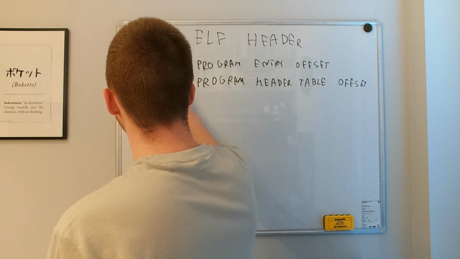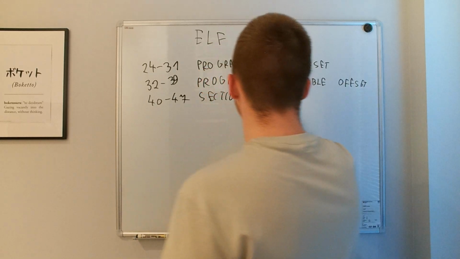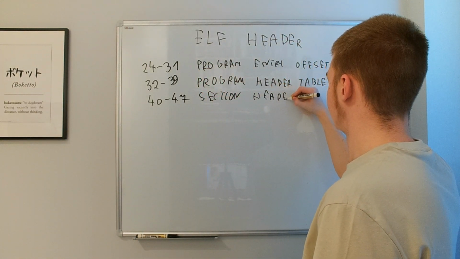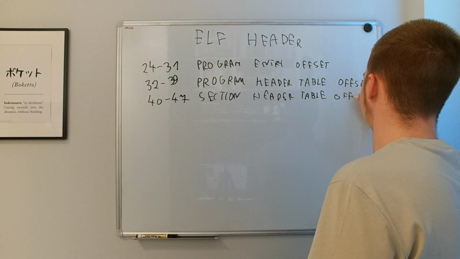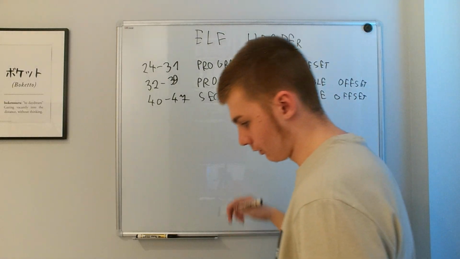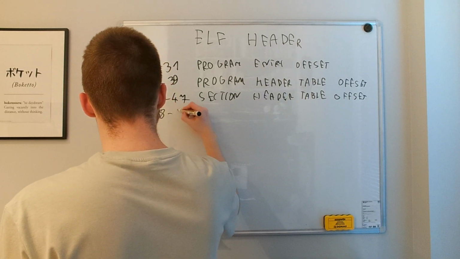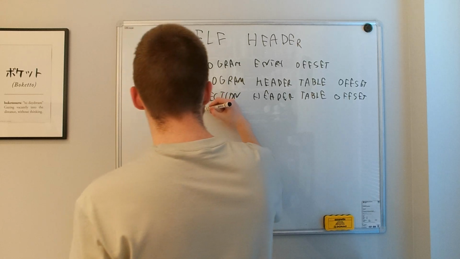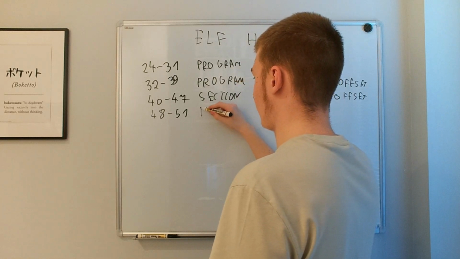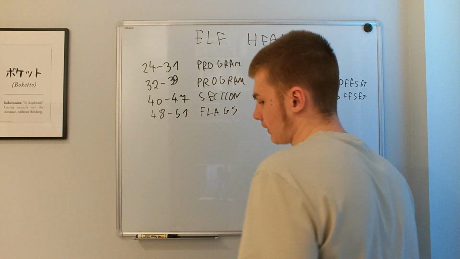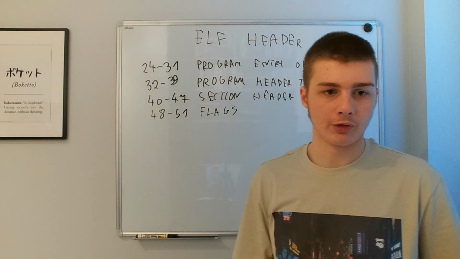So then 40 to 47 is our section header table offset, which we don't really have to care about for our purposes. 48 to 51 are the general Unix flags, where I can just say flags, but they follow Unix standard permissions, standard flags that you would have on Unix-like systems.